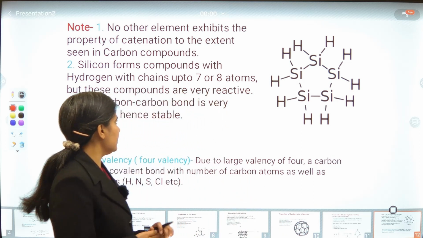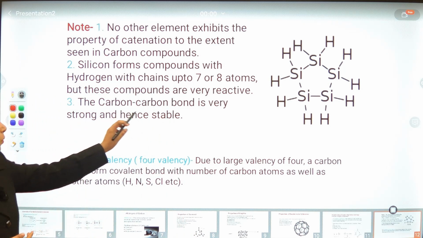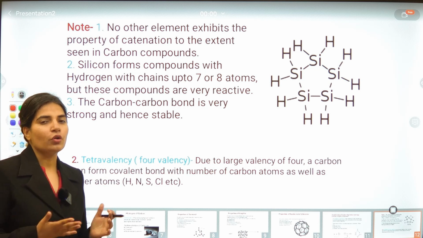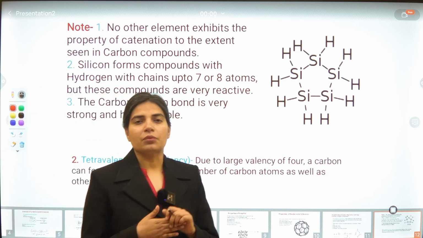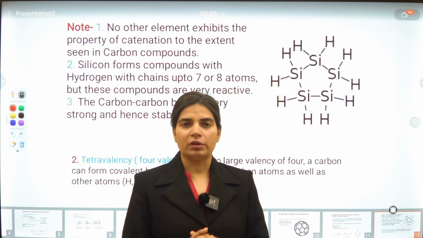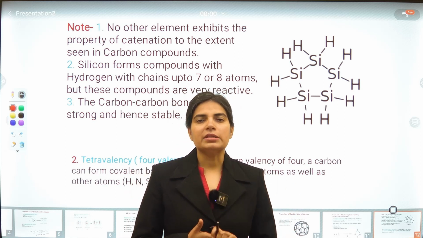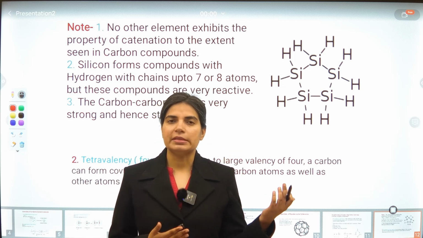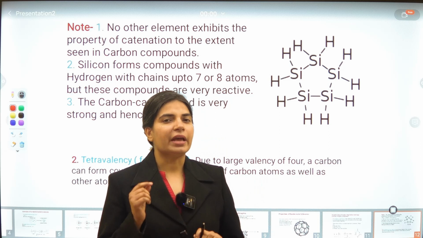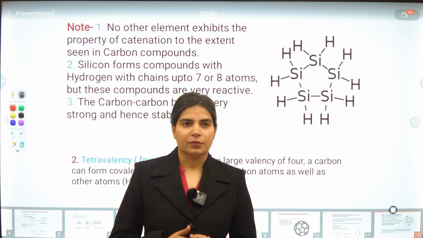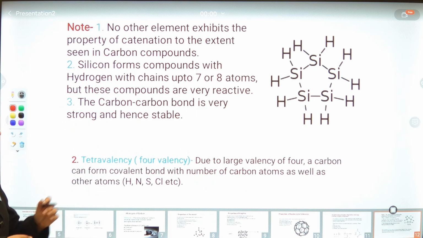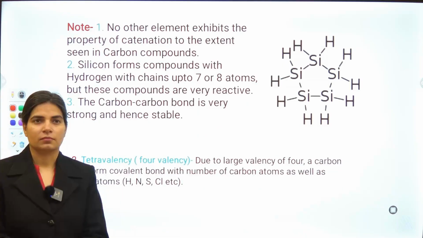The next point is that the carbon-carbon bond is very strong and hence stable. We know that carbon-carbon bonds are very strong because these are strong covalent bonds, and if the bonds are strong, then there is more stability. So if the stability is more, then the reactivity is comparatively less. So in the case of carbon, the bonds are strong and hence stable.